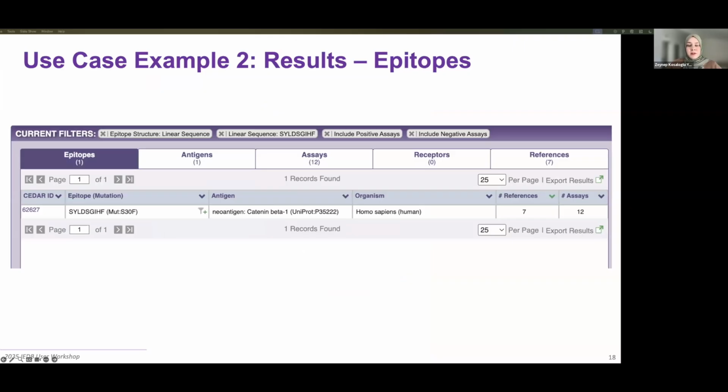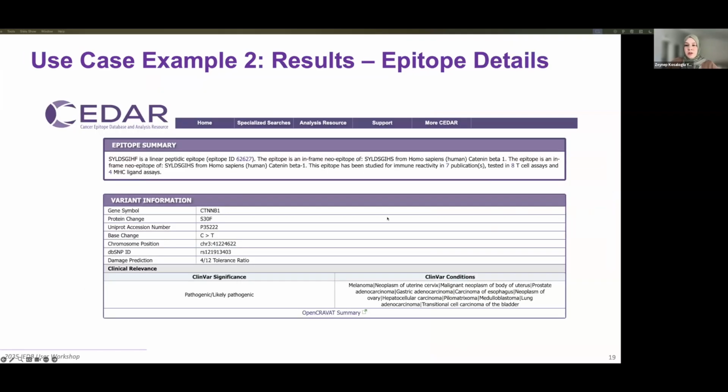In the results, we see that this epitope was reported in 7 references and in 12 assays. To look for the details of this epitope, we can now go to the epitope details page. You can always get to that page by clicking on the specific epitope ID here, and this opens up the epitope details page.